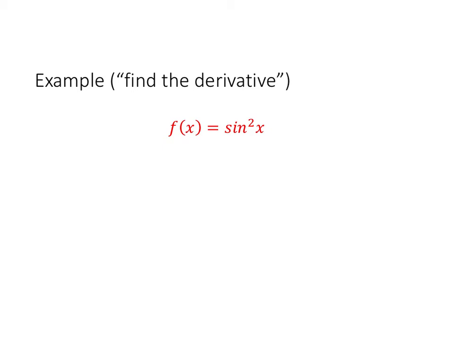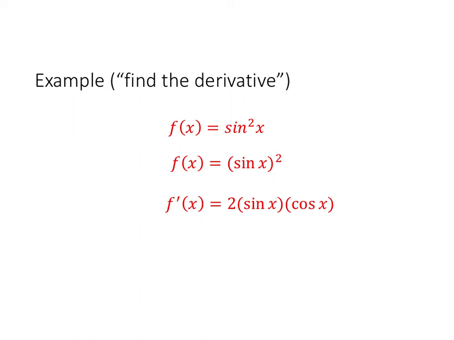So let's look at another example, where we've got f of x is equal to sine squared x. Now, we may want to rewrite this, and I think it will help us figure out what the derivative is. So if we rewrite this as parentheses sine x squared, you can think of this as being u squared, and use the chain rule, and we can figure out what the derivative comes out to be.